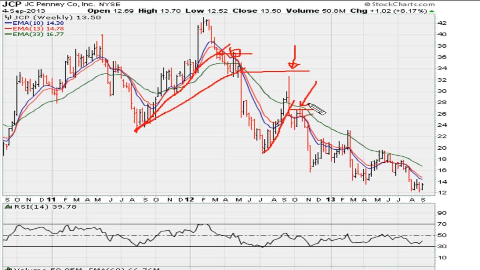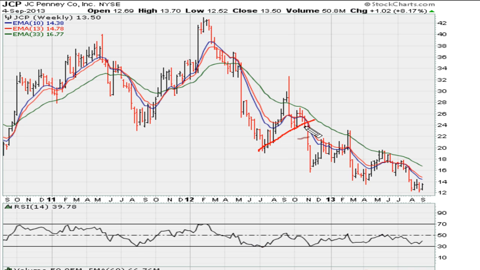So this, remember, the break point was here. It came back, tested that area, failed. Again, there was another break of that trend line. JCPenney has just a perfect chart for showing that, because when I saw this, I was like, I might have to show this.